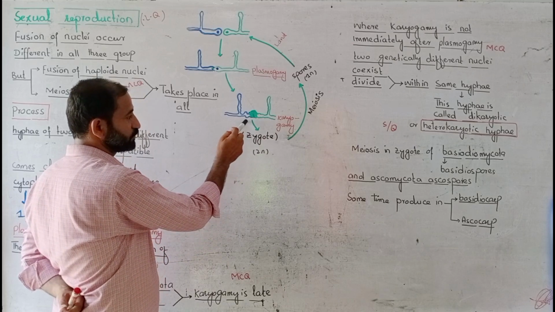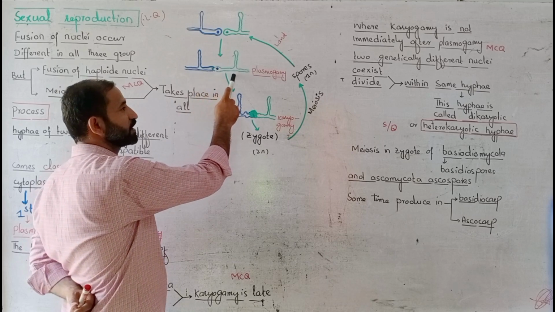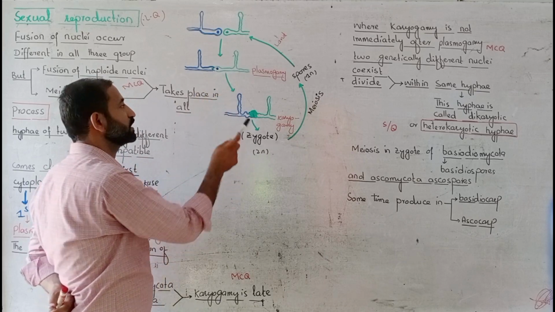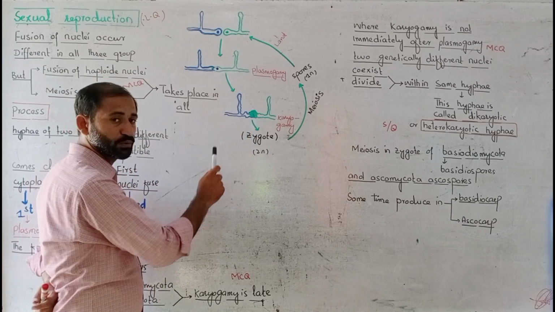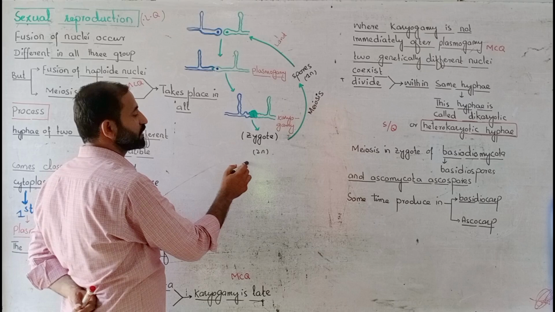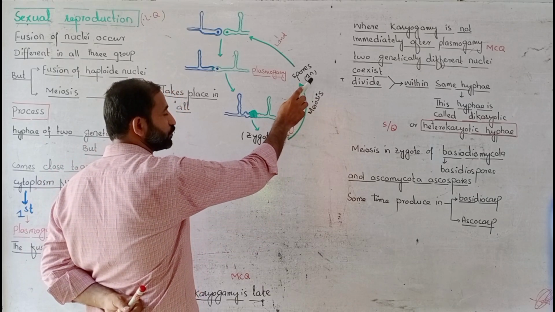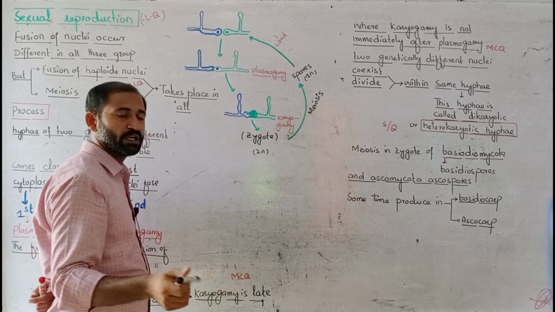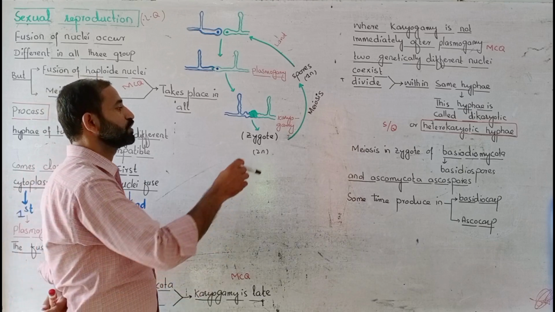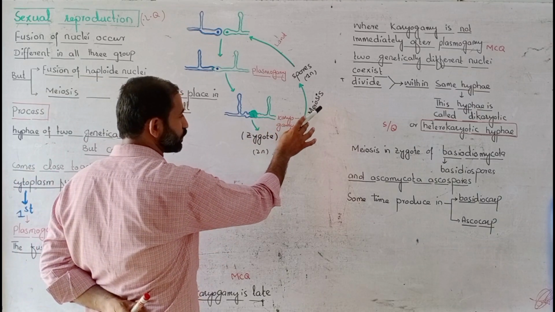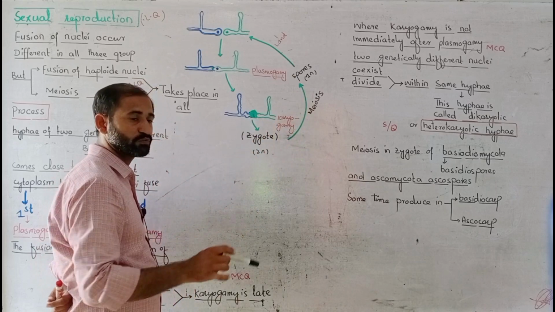Now the zygote is formed, and the zygote is diploid. Why? This hypha was haploid and this hypha was also carrying haploid nuclei. When these nuclei combine together, they form a diploid zygote. When this diploid zygote germinates, meiotically it produces spores, and spores are haploid. As you know, during meiosis the number of chromosomes is reduced to half. That's why haploid spores are formed from the diploid zygote.